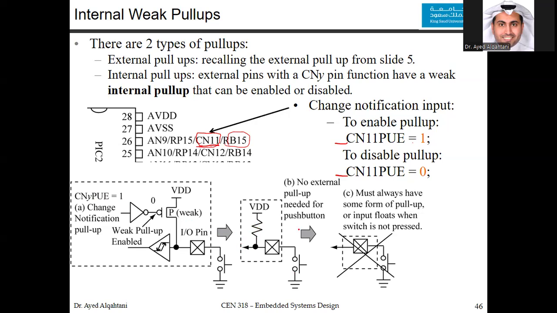So when we connect a switch, which is an input, we usually make the weak pull-up enabled. That's for the weak pull-ups, and this is the conclusion: if you have a switch, it's an input, so configure the TRIS, meaning that the TRIS should be equal to 1. And then following that, configure its appropriate change notification and enable it.